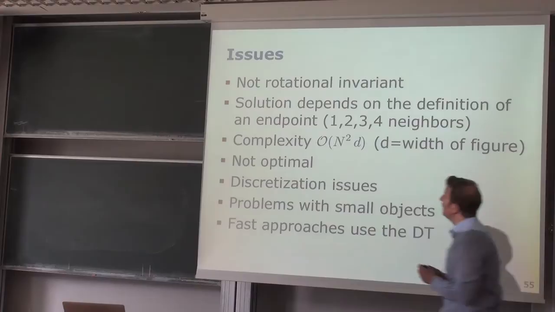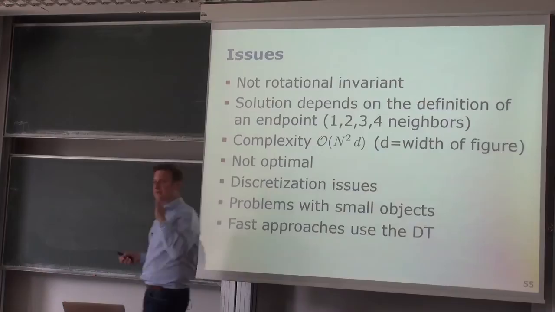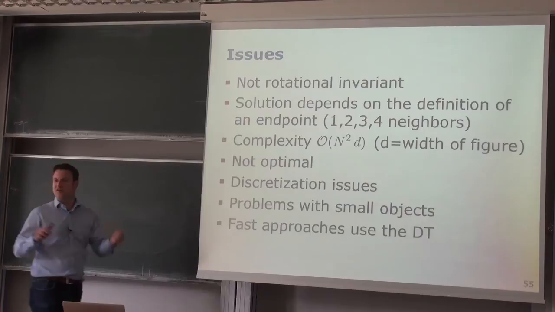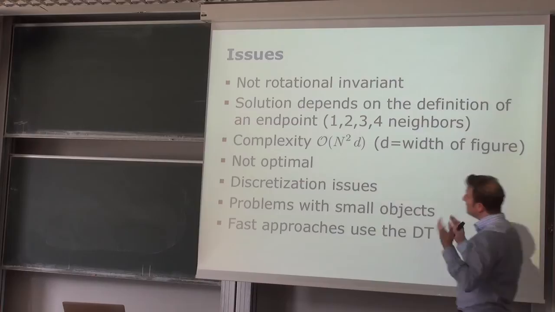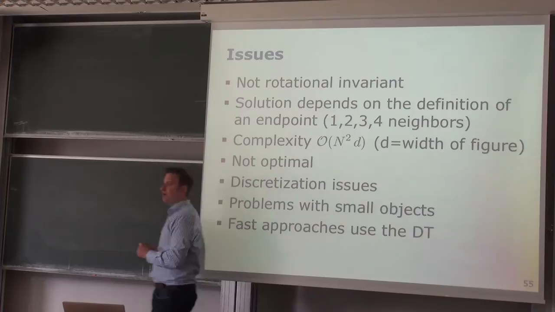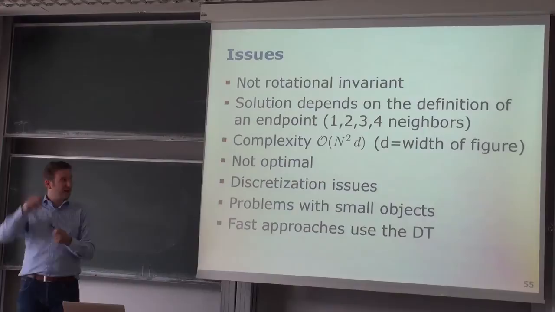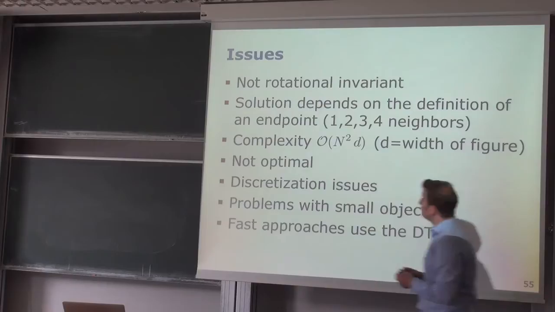The first one is it's not rotational invariant. So if we rotate the figure by 90 degrees, I should intuitively get the same result, but since I start from north, south, west, east, I'm likely to make a mistake, or I'm not necessarily getting the same result. Also, it depends on my definition of what an endpoint is. So if I say, oh, I'm only interested in three as an endpoint, I will actually get fewer connections in my graph. The other thing is it's computationally quite inefficient.